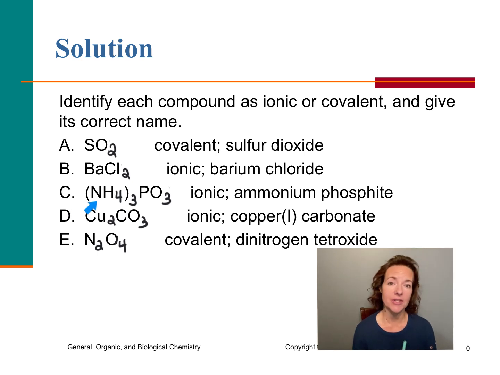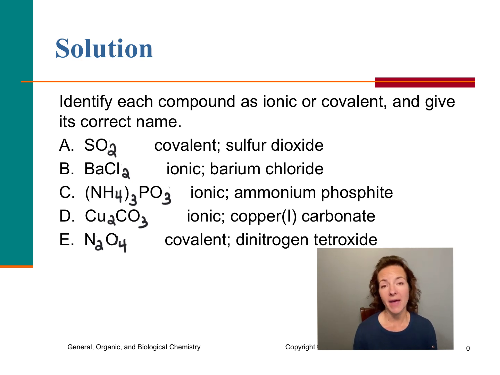Ionic compound with 2 polyatomic ions. We never change the name of the polyatomic ions. NH4 on the back of your periodic table is called ammonium. PO3 is called phosphite. Ammonium phosphite. We leave it as it is. Now letter D does include a transition metal, so we've got to figure out what kind of charge copper has on it.